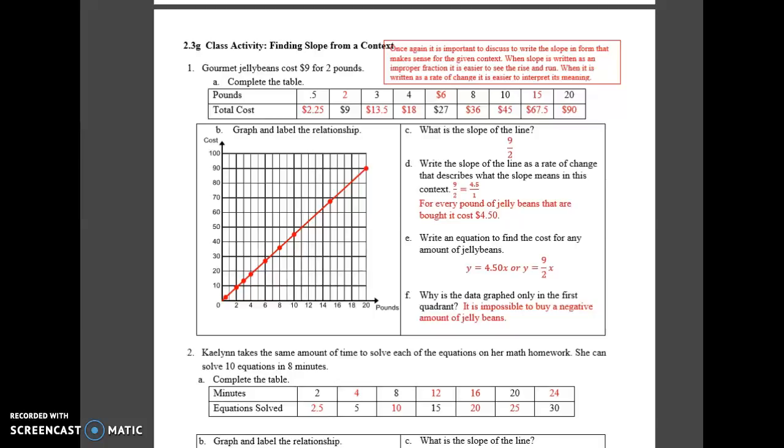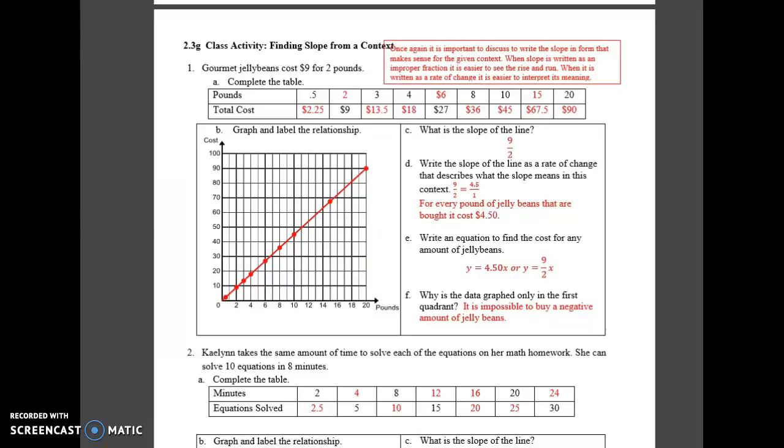Today we're going to be talking about 2.3G, the class activity, finding slope from a context. So you guys need to open up your books to 2.3G. Number 1 says gourmet jelly beans cost $9 for 2 pounds. So we have a table here, and if you look, yours will be blank. This one has them filled in.